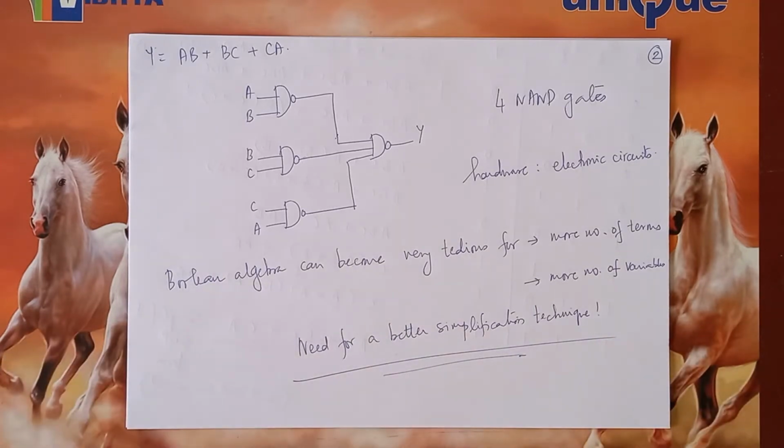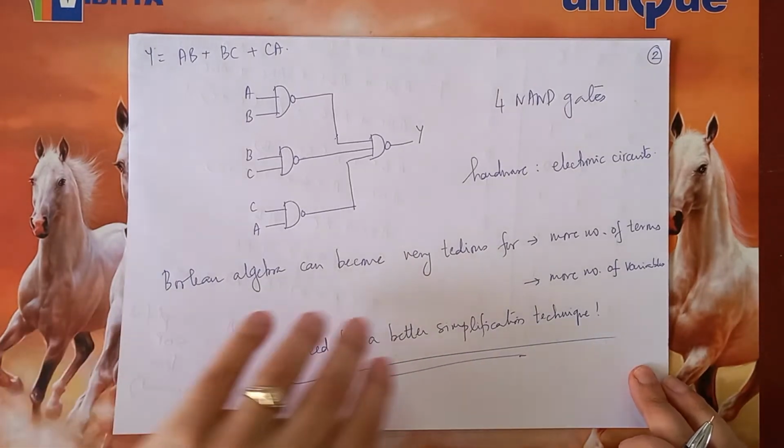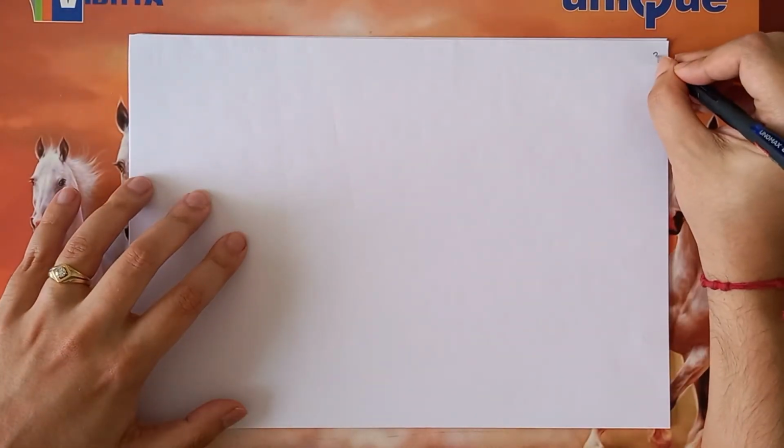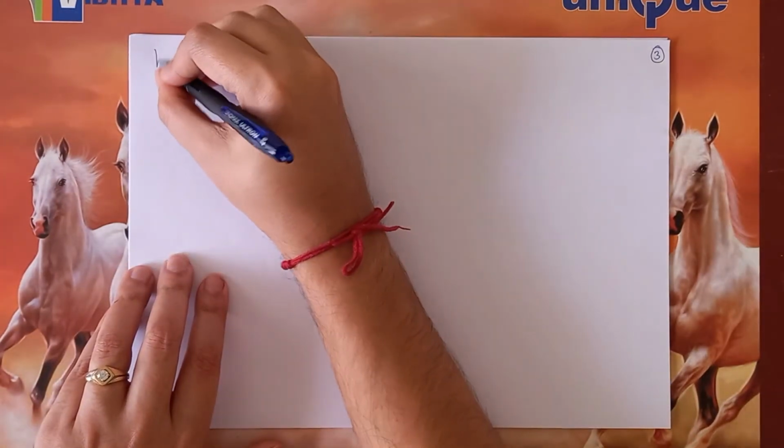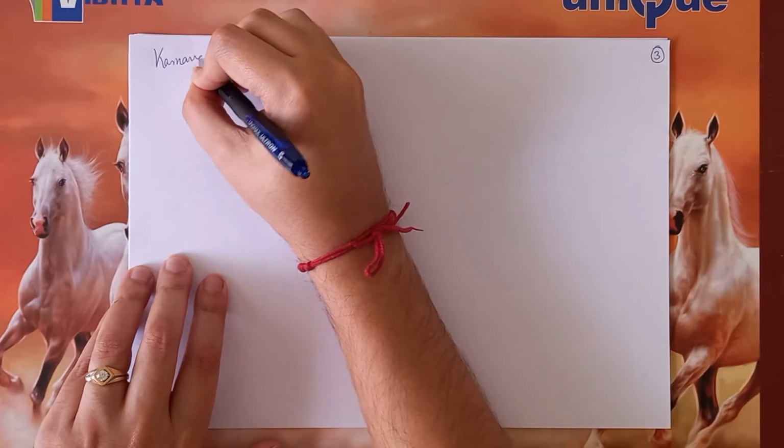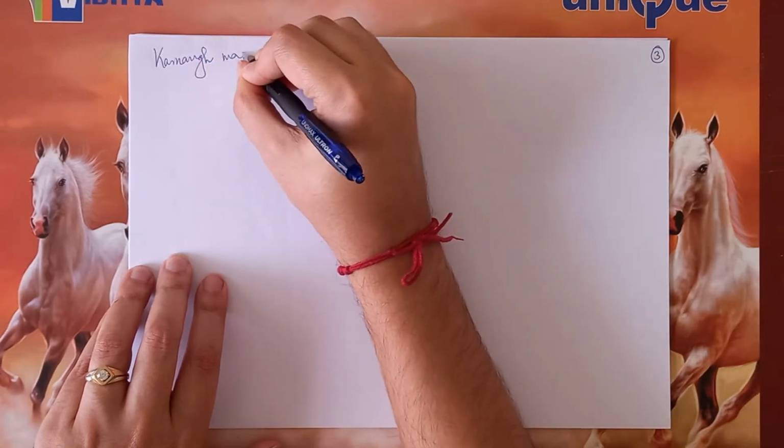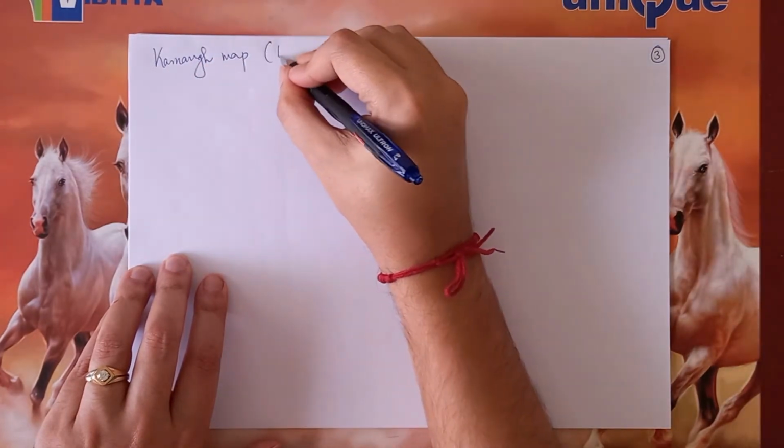So how do we do that? A better simplification technique is available, and that is called a Karnaugh map. And for short, it's called a K-map.